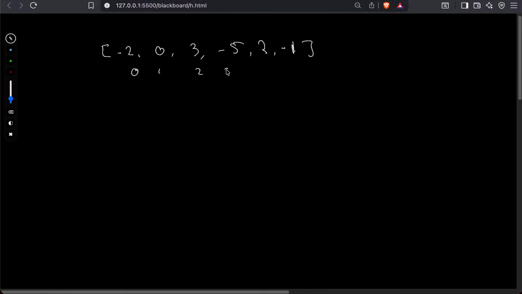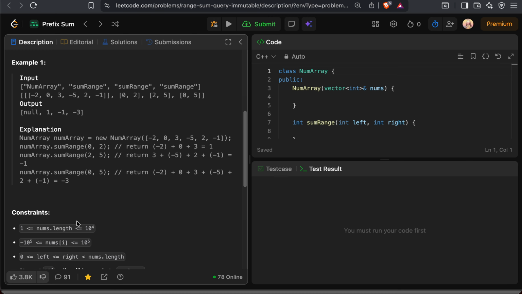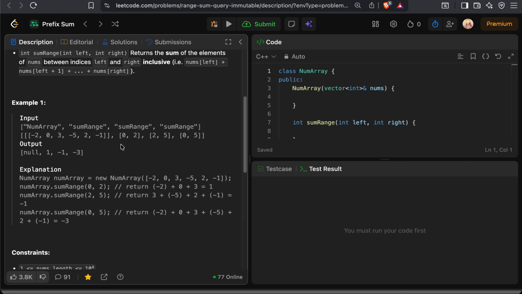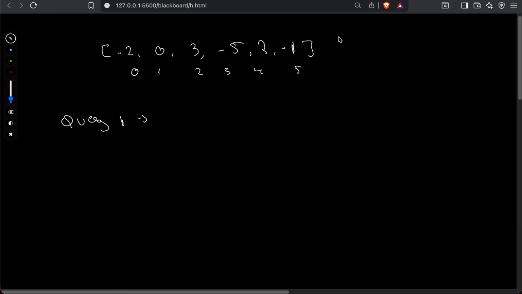0, 1, 2, 3, 4, 5. This is the index of these numbers. Query 1 sum range is 0 and 2. So -2, 0 plus 3, that is 1. The sum of this is 1.